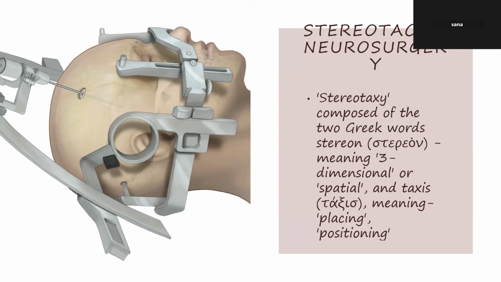Stereotactic neurosurgery was started in the early 20th century. The concept was to reach the depth of the brain with a 3D coordinate system, so that a lesion can be accessed at eloquent, deep-seated areas. At that time, it was started for movement disorders, and they made different types of frames. The first frame that was made was of brass, and its cost was almost 3,000 pounds. In that way, in the early 20th century, stereotactic neurosurgery was started.